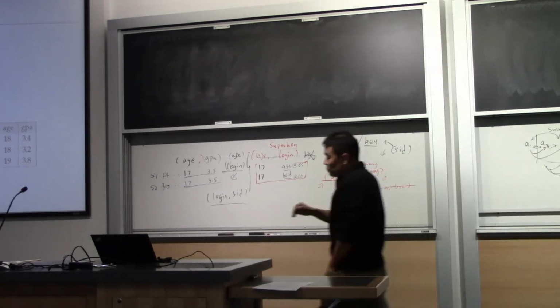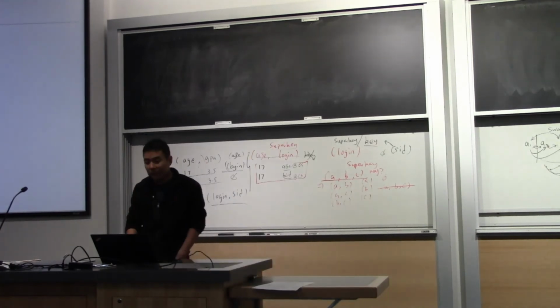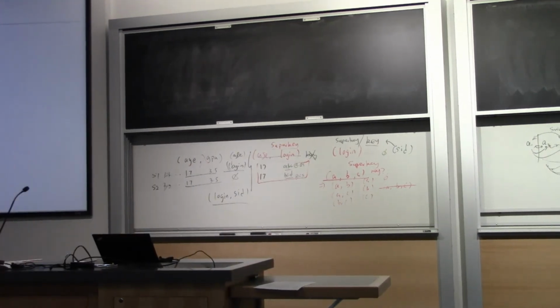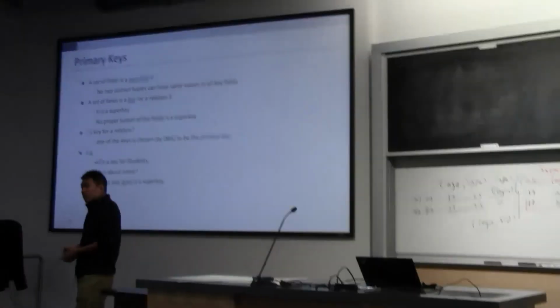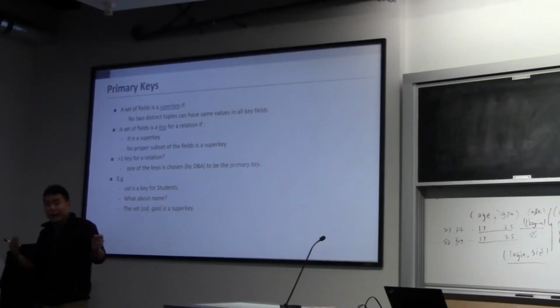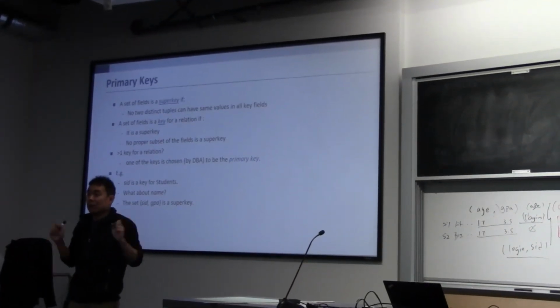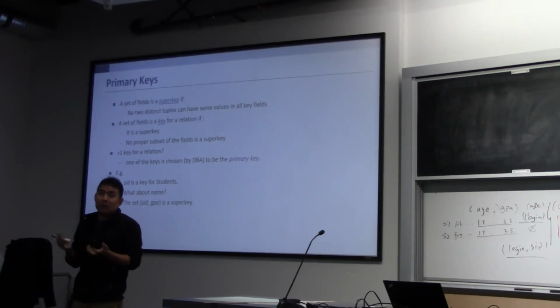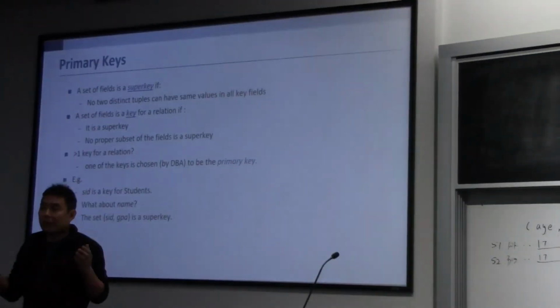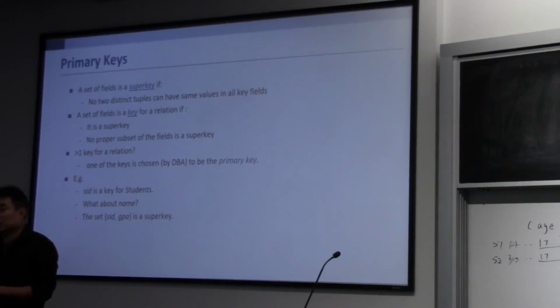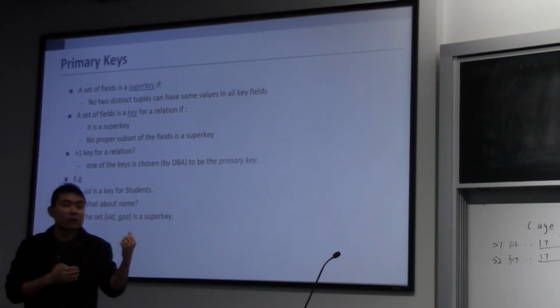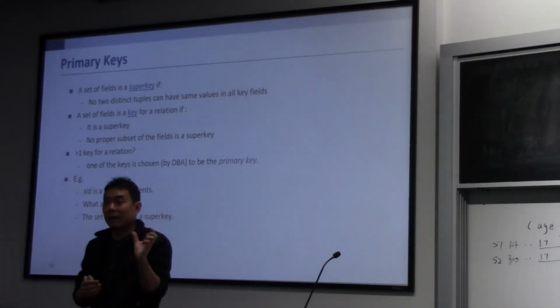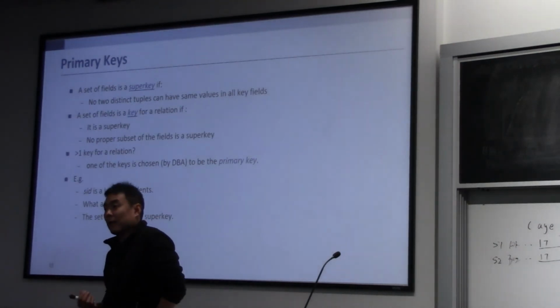But now, let's move on to the concept of primary key and candidate keys. You may have more than one key for a relation. So what you do is you choose one of them as your primary key. The other ones automatically become your candidate keys. So for example, in the student table, I choose student ID as my primary key, and login will be my candidate key.